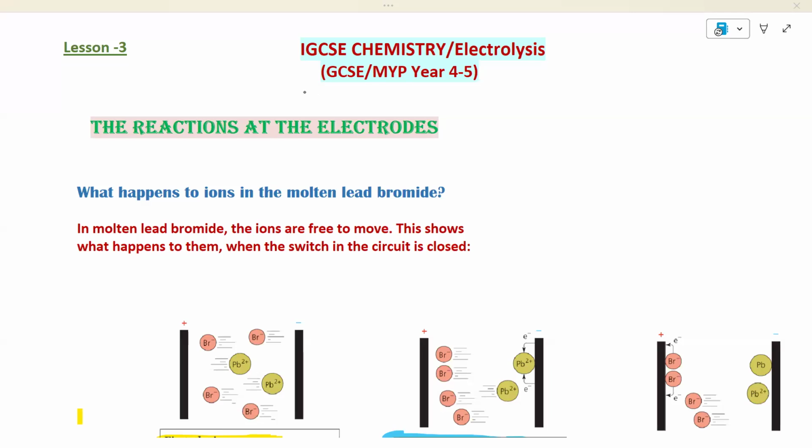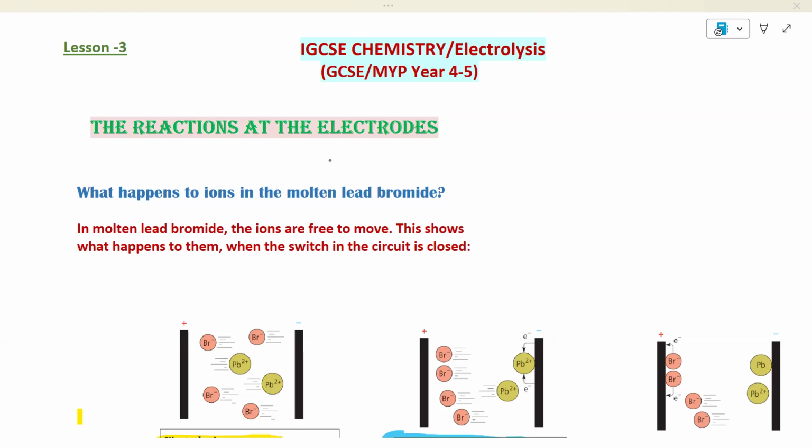Today we will study the reactions at the electrodes during electrolysis. We have studied in previous lessons about the basics of electrochemistry, that is, what are conductors and insulators? What are electrolytes? We are also familiar with how to check if a substance conducts electricity. We have also learned about the principles of electrolysis. Links of lesson 1 and lesson 2 are given below the video. You can go there for a better understanding of the concept.